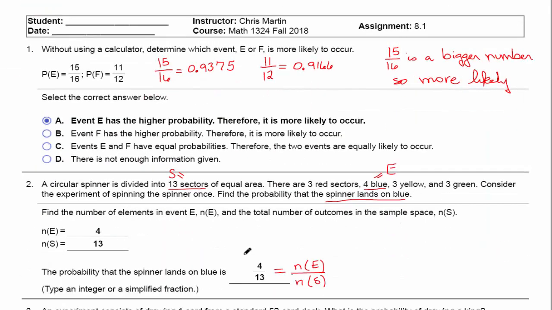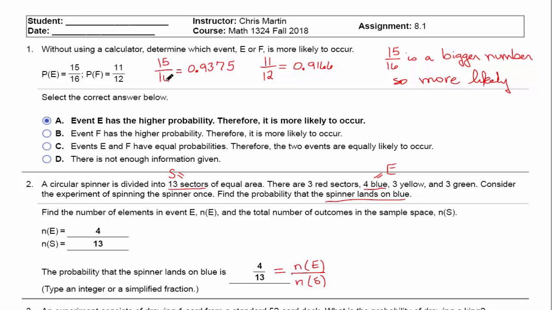Now on our first question in the homework, they're going to give us two probabilities. The probability of E is 15/16 and the probability of F is 11/12. And the question is, which one is more likely to occur? Remember, the biggest we could ever have would be 1, which is 100%, and that's the most. So the question becomes, which one of these fractions is the closest to 1?